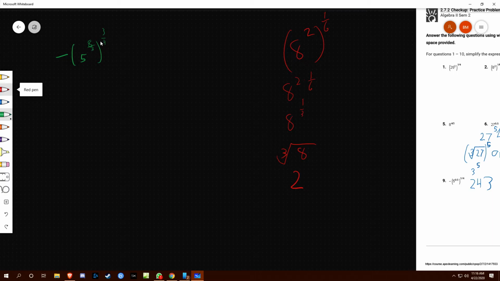So what I'm going to do is use that first rule that we used. I'm going to multiply my exponents. So this is 8/3 times 3/4. These 3's cancel, then I have 8/4, which is just 2. This actually ended up being pretty simple. So it's 5 squared, and 5 squared is 25. We do the square first, and we have a negative out here, so we make it negative 25.